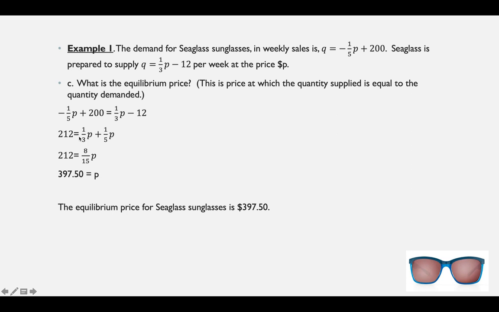We get a common denominator of 15. 5/15 plus 3/15 is 8/15. And to solve for P, we need to multiply by the reciprocal. So we multiply both sides by 15/8, and we get $397.50 equals P. So the equilibrium price for sea glass sunglasses is $397.50.